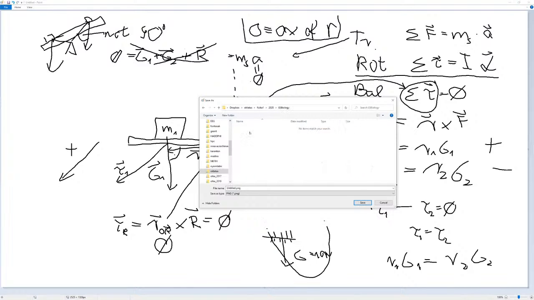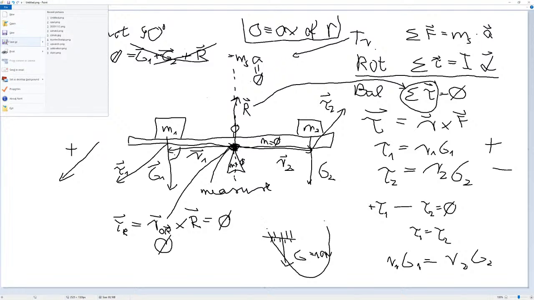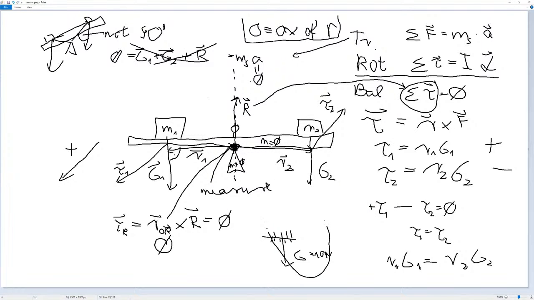I tried to put this picture somewhere. It's not untitled, this is the seesaw. Yes, I mean, right now you are talking about R1 and R2, but I'm talking about G1 and G2. So the radius is in meters, the force is in Newton. Yes, that's true.